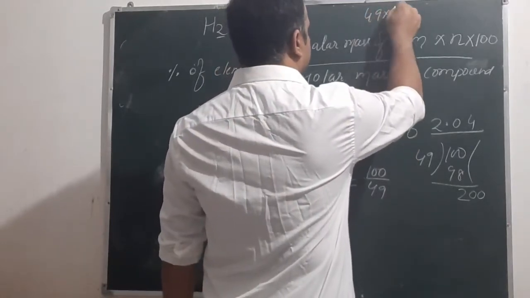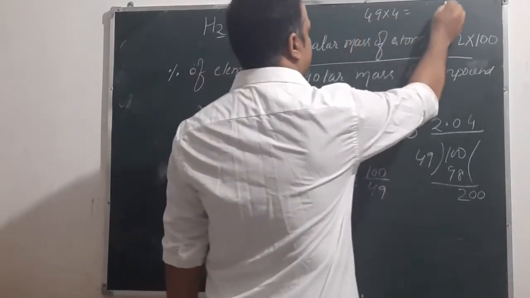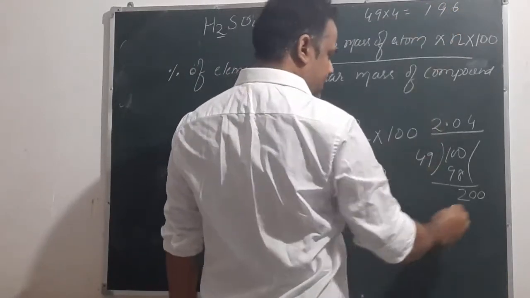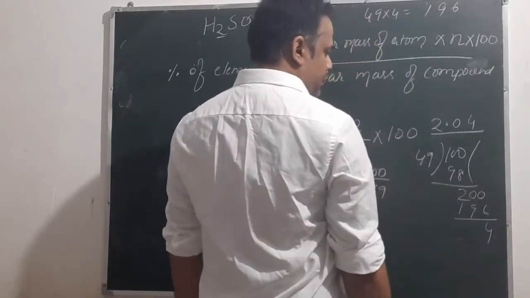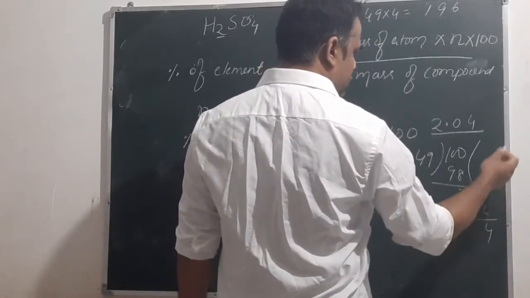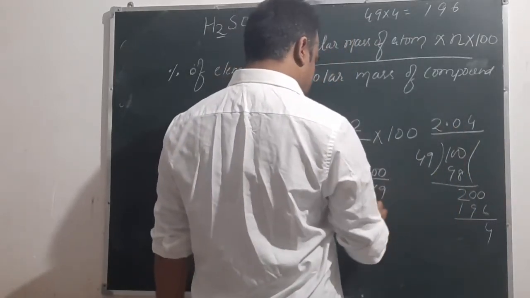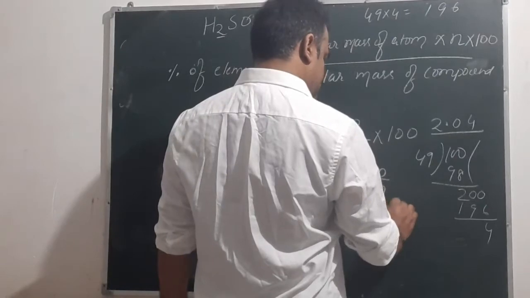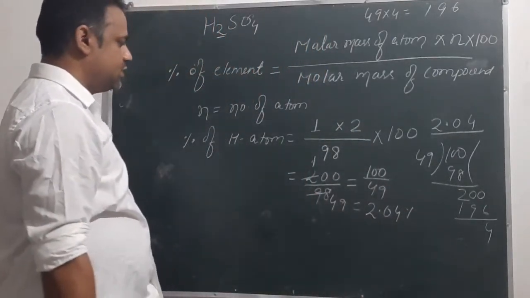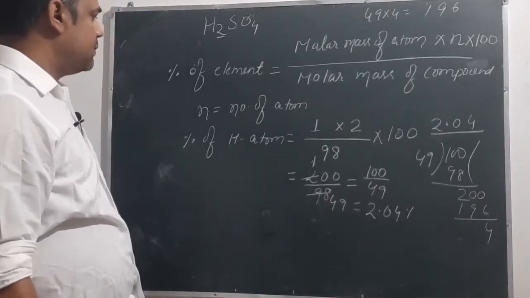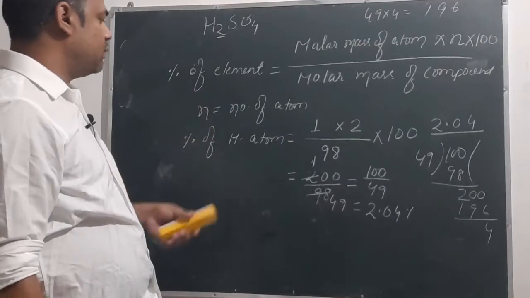So 49 into 4: 9 4s are 36, 4 4s are 16 plus 3 is 19, so 196. We have here 4. Then again we need not go that far, this is sufficient. So we have around 2.04%. Similarly, we can calculate the percentage of sulfur atom also.